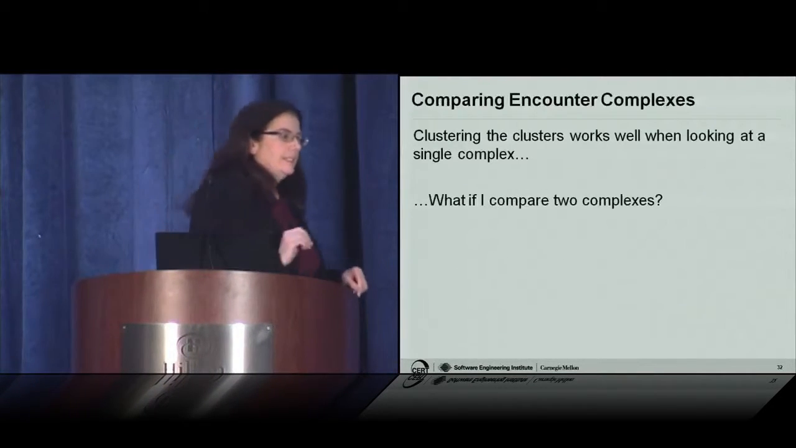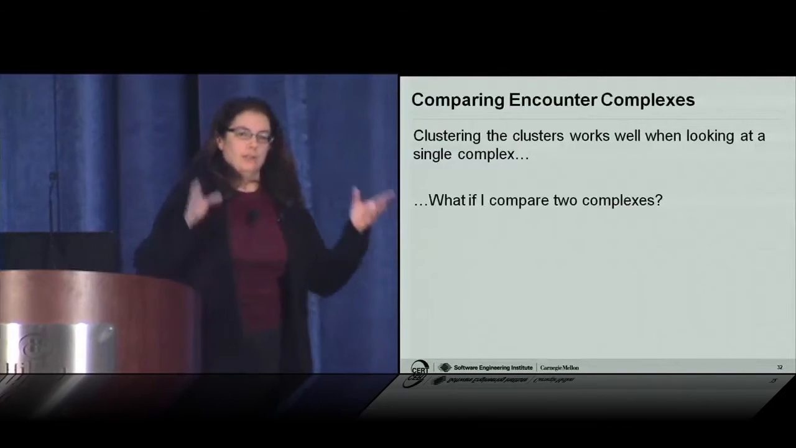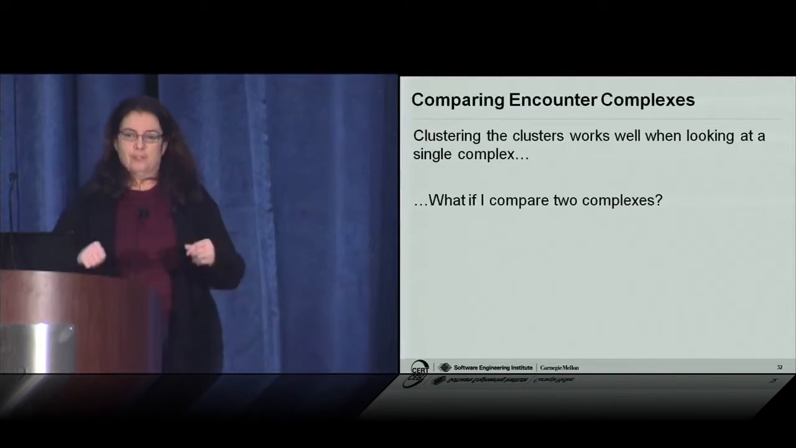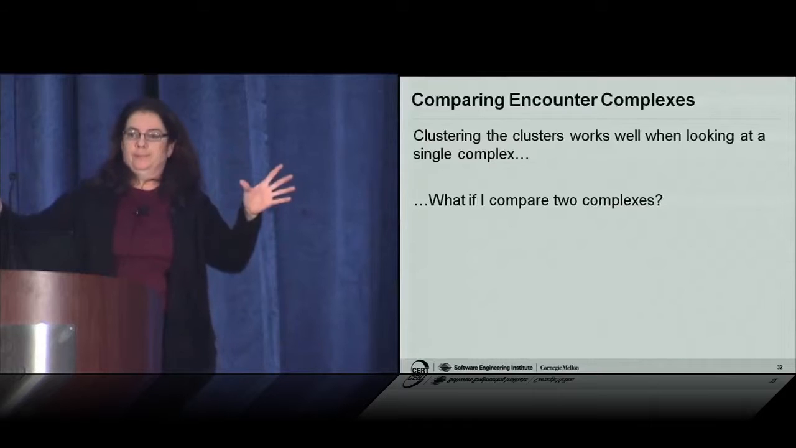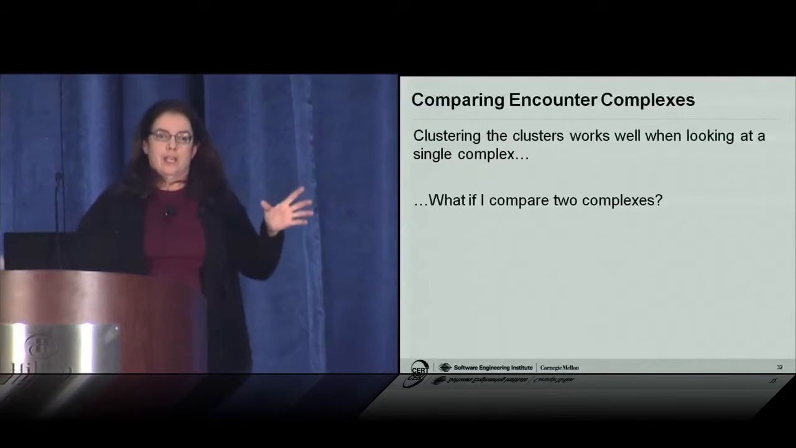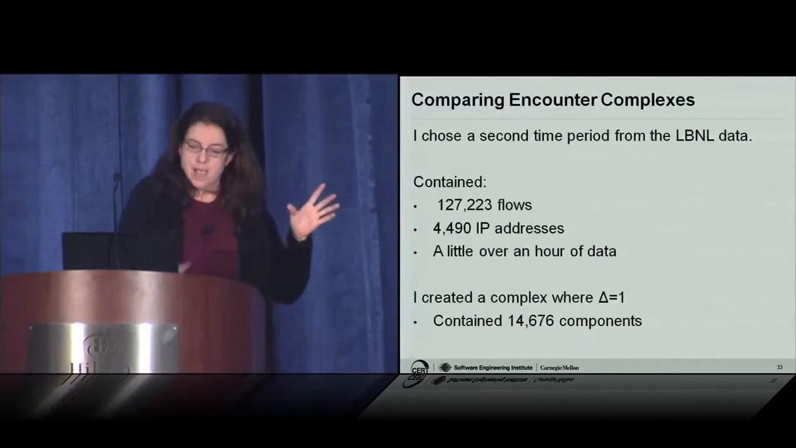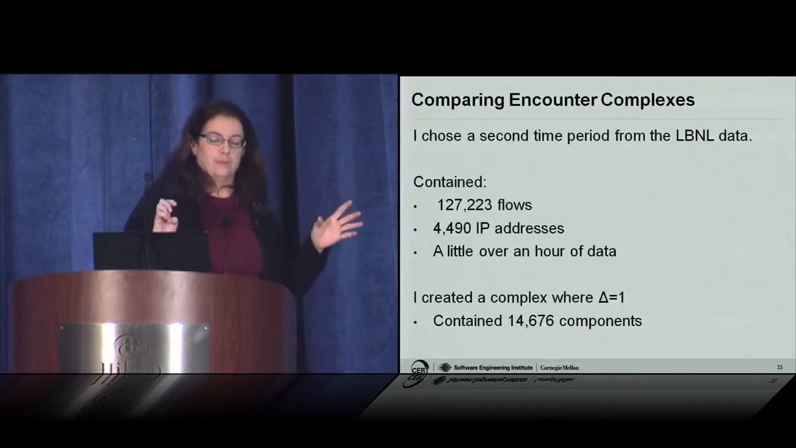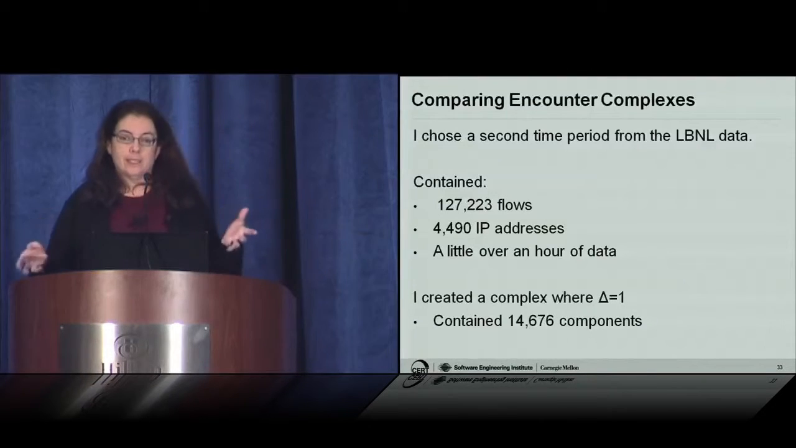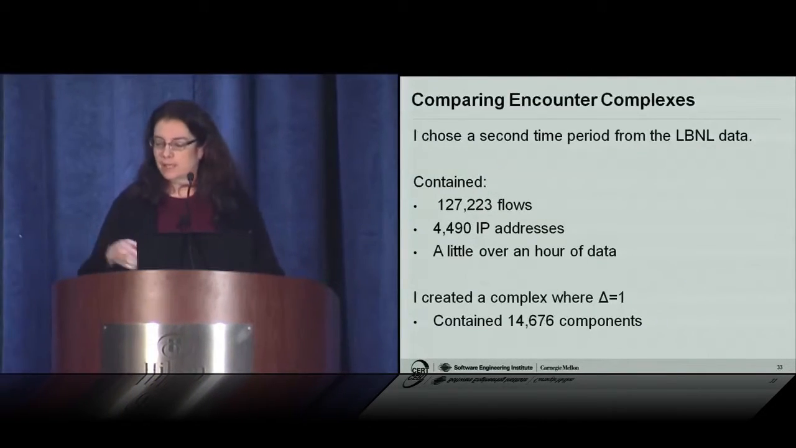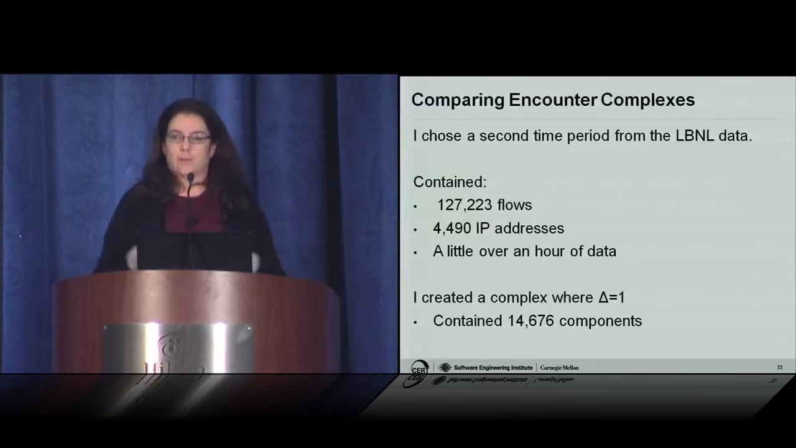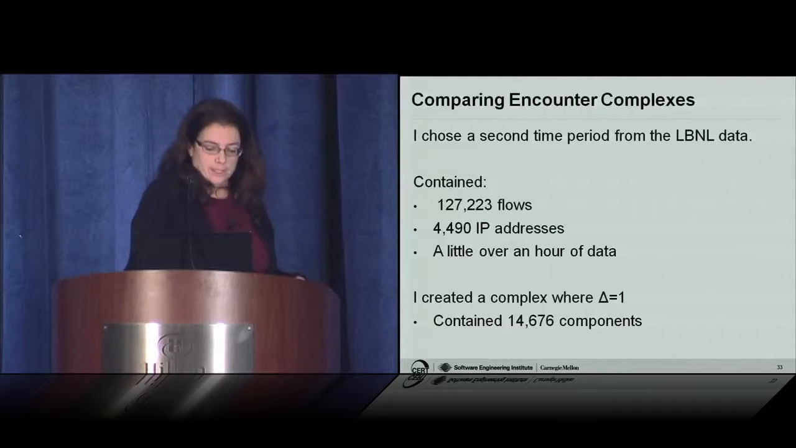So the next thing I did is I said, okay, I looked at a single complex. That was fun. Now what if I have 2? What happens? So I chose a second time period from the LBNL data source. And I basically, seriously, I just looked and said, oh, that looks like a good time. I have 2 sensor imports from it. It'll work. And this time I got 14,676 components.